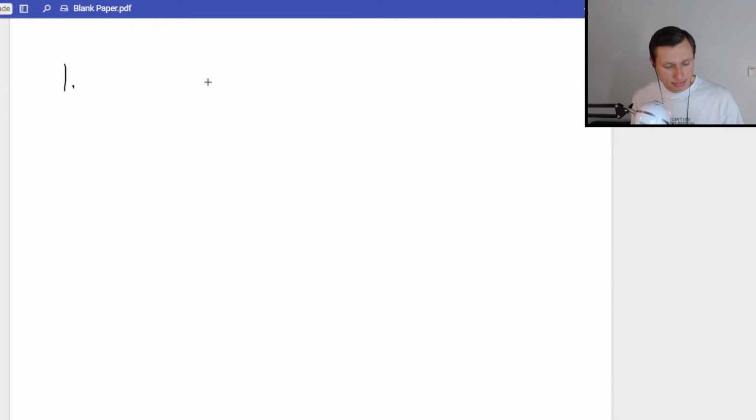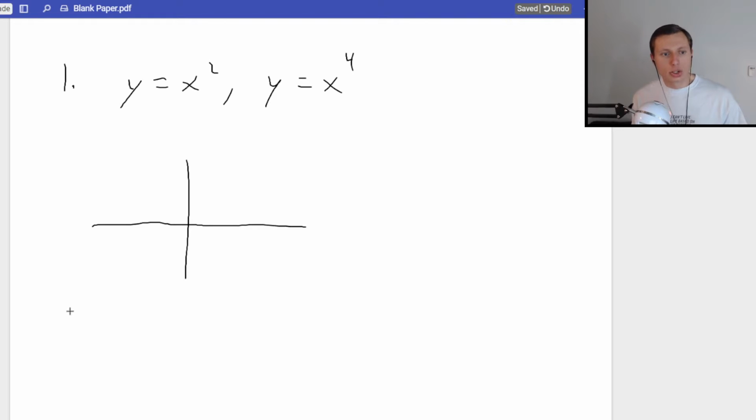Everyone ready? I want to find the area between y equals x squared and y equals x to the 4th. I know I didn't put x to the 4th on there, but you can imagine kind of what it looks like, even if you don't know. So first thing I'm going to do is draw a picture. I'll draw y equals x squared in blue, and I'll draw y equals x to the 4th here in red.